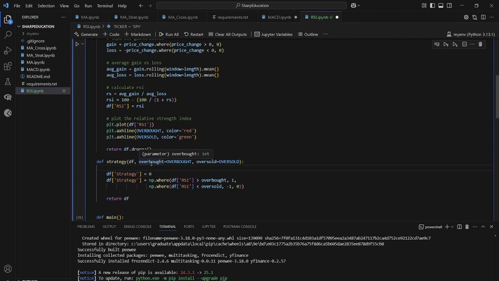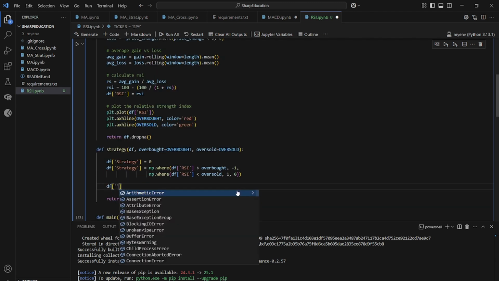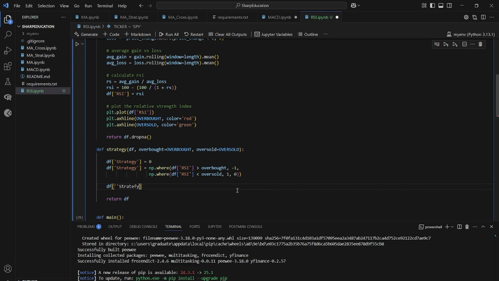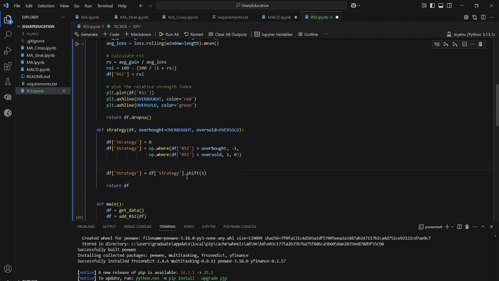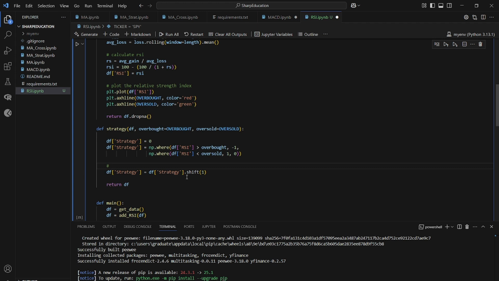So overbought, if it is above the overbought level, will be denoted as a -1. Whoops. And oversold is going to be a 1 when it is less than the oversold threshold that we define in the function. And then we're going to shift that back once. So df strategy dot shift 1. This makes sure that we don't place a trade before the signal occurs. So shift back to make sure we have seen the signal.